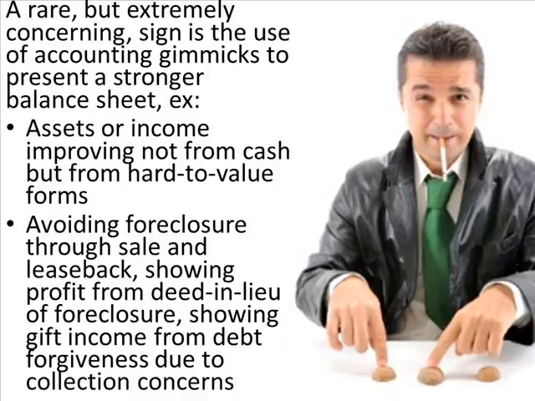So we can get really complex with these different forms, but it could be something as simple as boosting up income by simply having donors sign pledges to continue giving at the same level and recording that this year. We're pulling forward income, but that may not actually reflect the underlying situation or stability of the organization. Another example would be avoiding foreclosure through a sale and leaseback and showing profit from a deed in lieu of foreclosure by showing gift income from debt forgiveness, which was really debt forgiveness due to collection concerns.